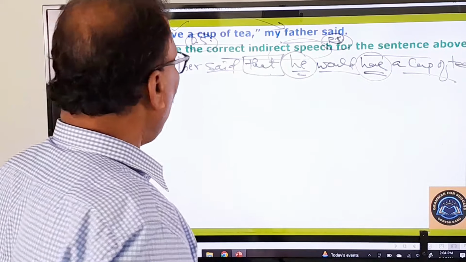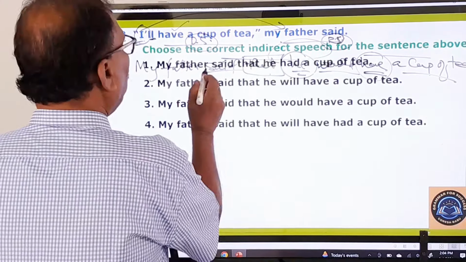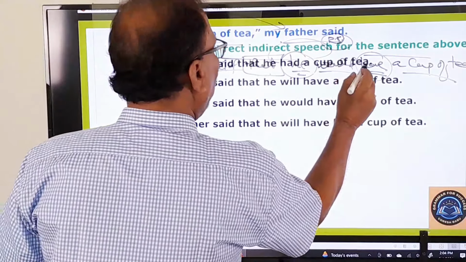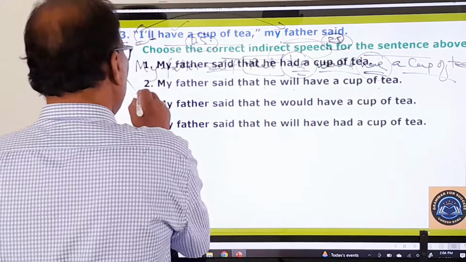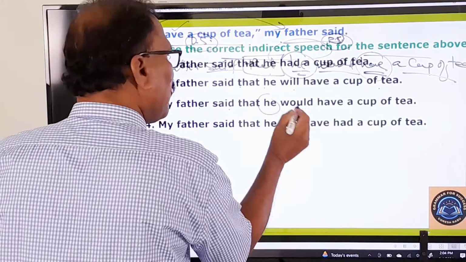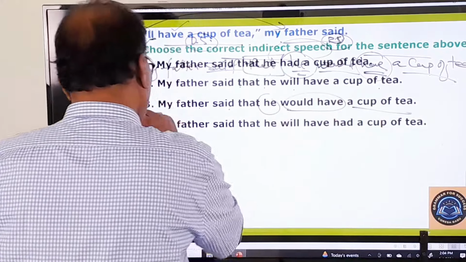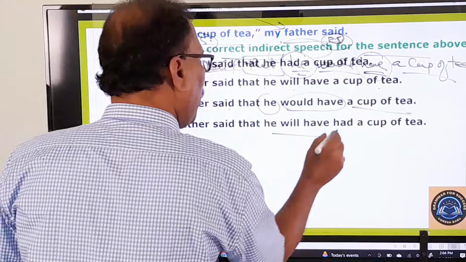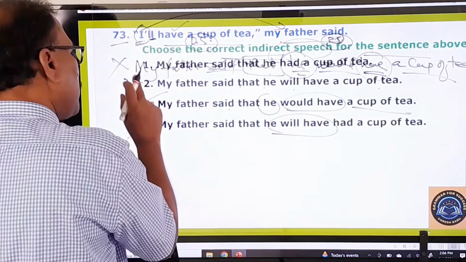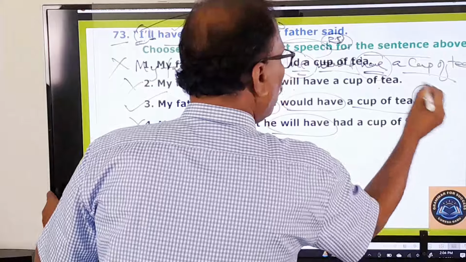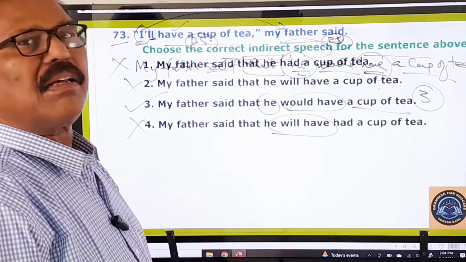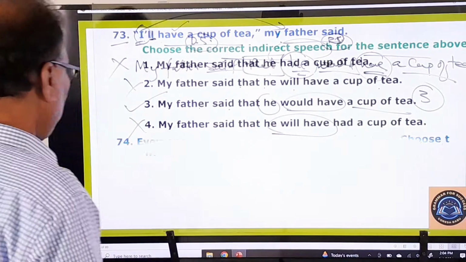Now let us look at the options given. My father said that he had a cup of tea. No, the first one is wrong. My father said that he will have a cup of tea. No. My father said that he would have a cup of tea. The third one is the right one. My father said that he will have. No. So the first, second and fourth are wrong. Only the third one is the right one. So that is your answer. Right, and you go to the next question.